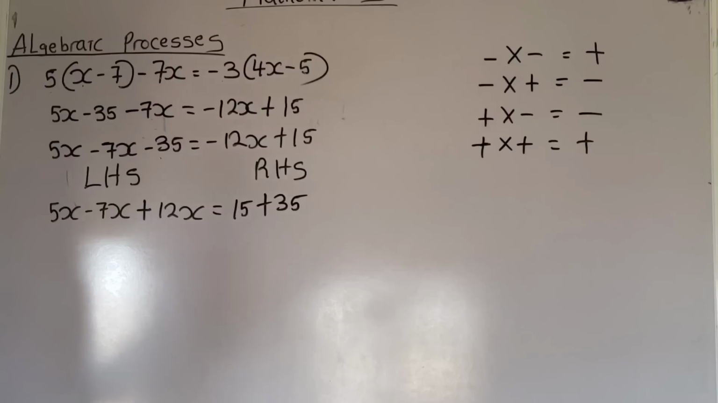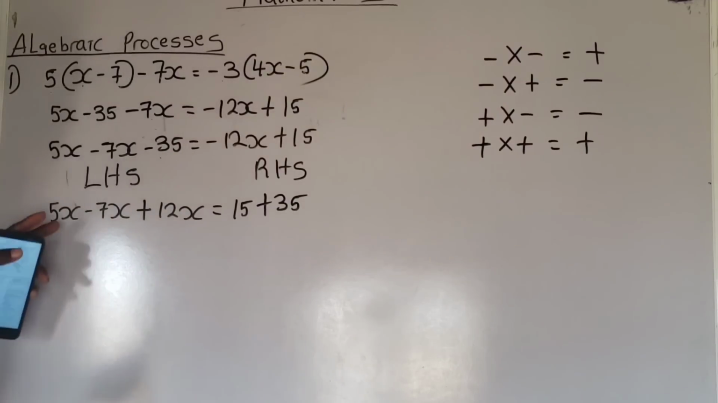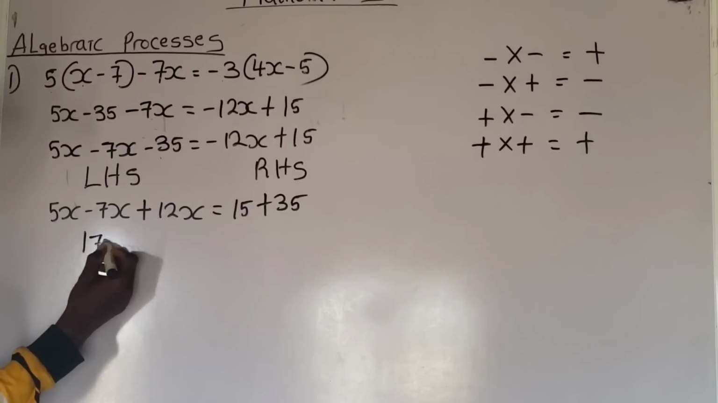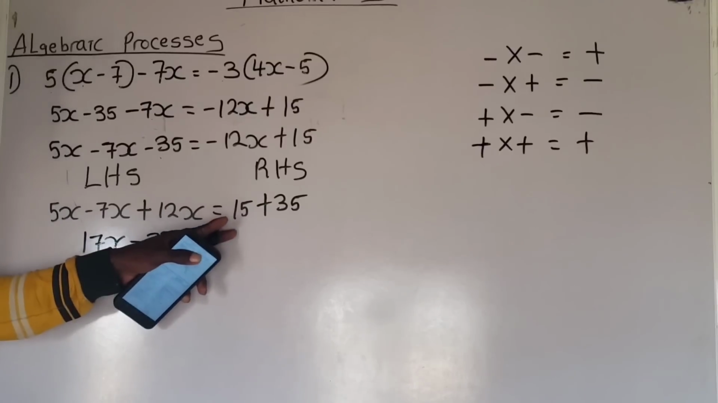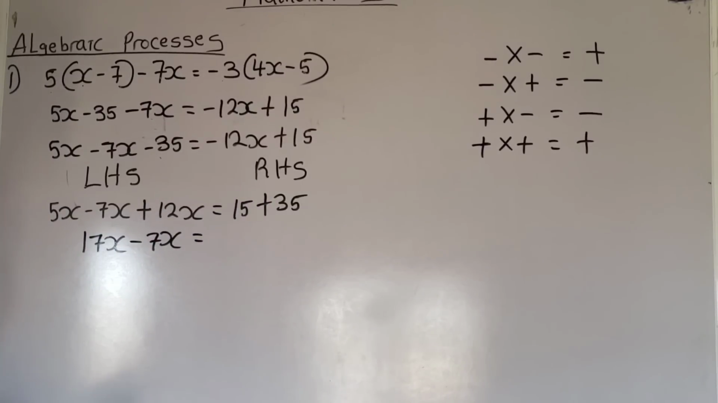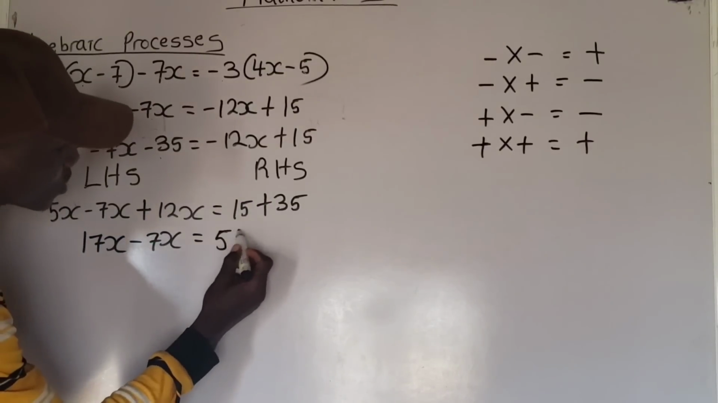Pay attention. Bracket, division, multiplication, addition. You see, addition comes before subtraction. Okay, so I'm going to first add this and this together before subtracting 7x. Okay, so for this I'm going to have 5x plus 12x, so I'm 17x minus 7x is equals to 15 plus 35, that is 50. So I'm going to have equals to 50.